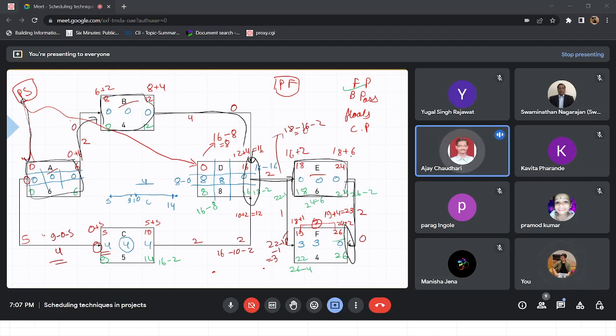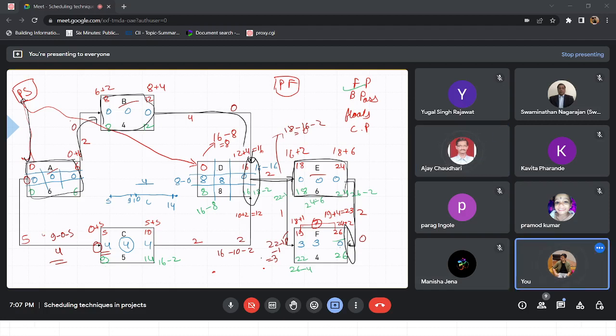Yes. There are two relationships between activity E and F. That is the finish to finish and start to start. Sir, what exactly is the meaning of showing both relationships in the case of this activity?